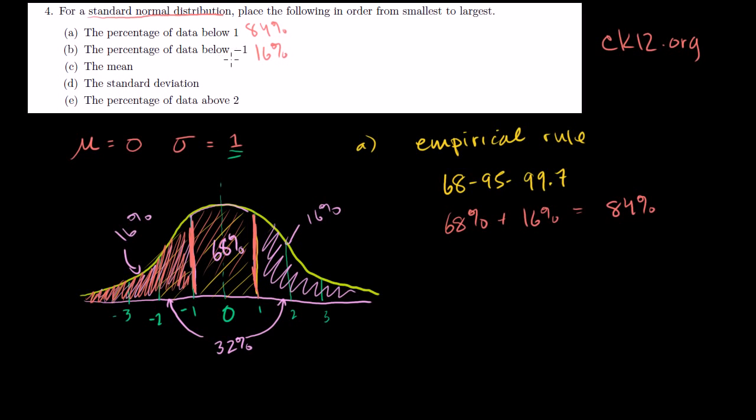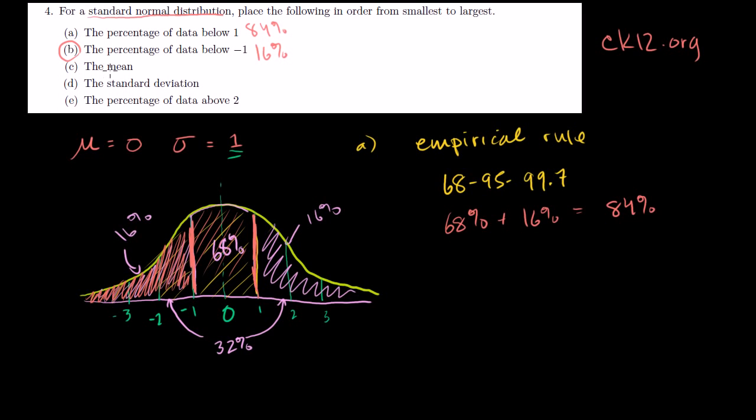And you could have already known, just without even knowing the empirical rule, just looking at a normal distribution, that part B is a subset of this entire area in part A, so it's going to be a smaller number. If you just had to order things, you could have made that intuition, but it's good to practice with the empirical rule.